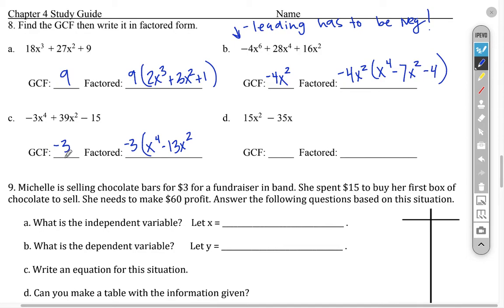The negative 3 times what is going to give us negative 15? Watch your signs here. We need to multiply by a negative to get this positive, and we need to multiply by a positive to make sure this stays negative. So negative 3 times positive 5 is going to give us negative 15.